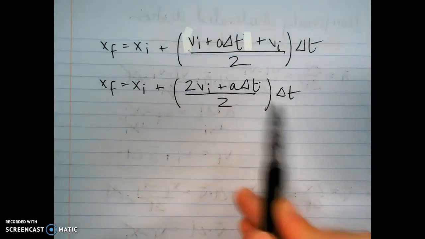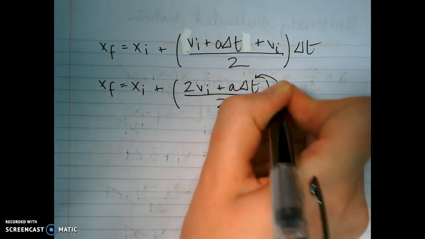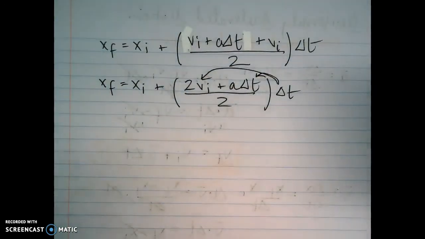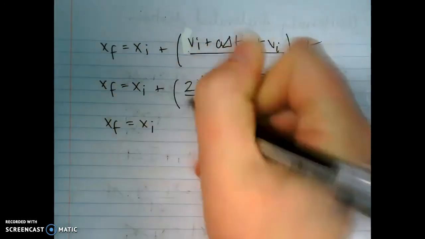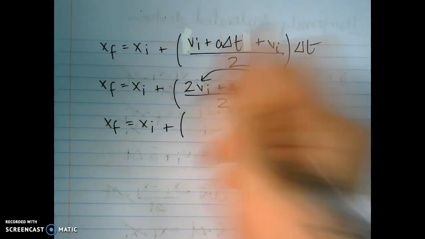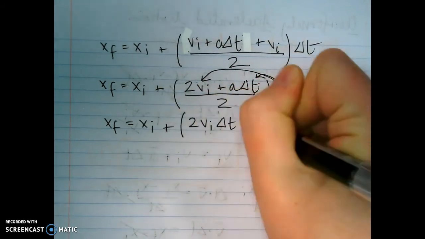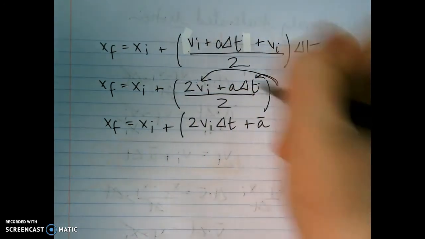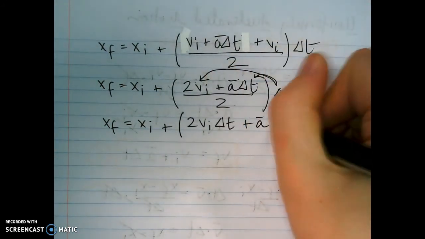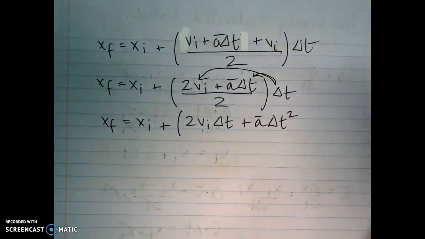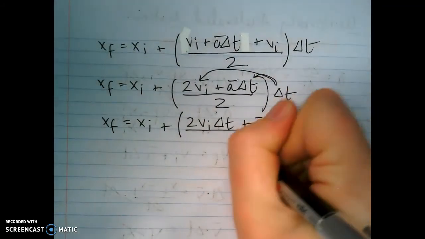Second thing I'm going to do: this time interval on the outside is throwing me off, so I'm going to distribute it to the two terms inside my parentheses. Final position equals initial position plus 2 initial velocity times time plus acceleration, I guess those are all averages, I should put those back on there, times time interval squared, divided by 2.